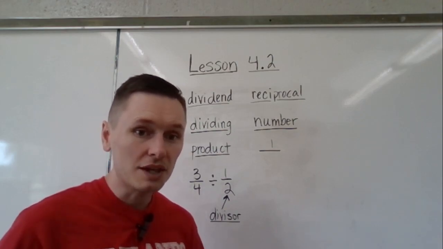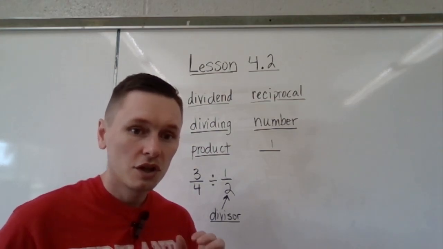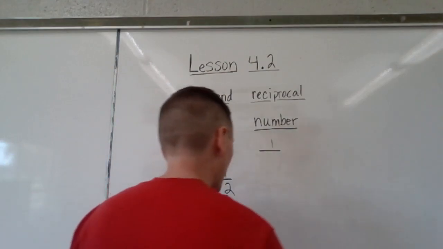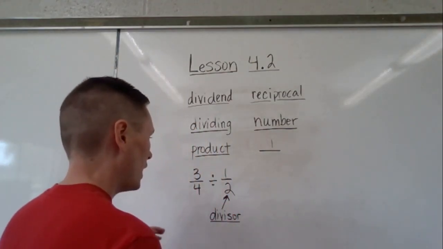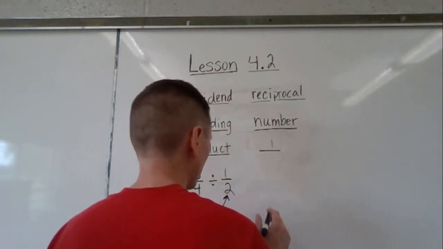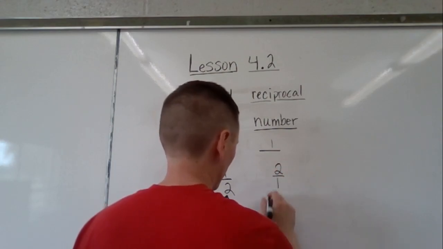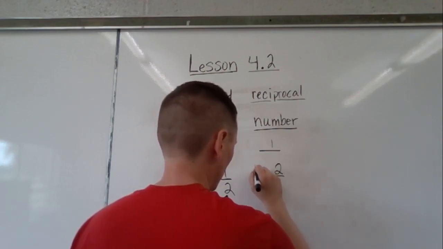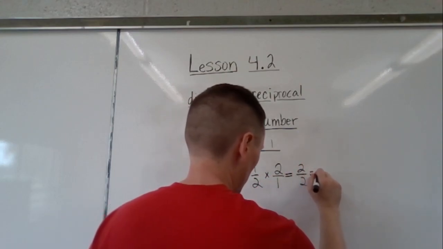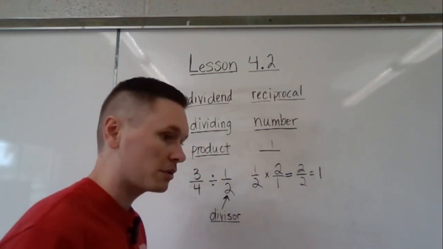So then we must take the reciprocal of 1/2. And we know the reciprocal is when two fractions whose product equals 1. So the only way I know how to do it is to simply flip the fraction. So then I would get 2/1. And if I were to multiply those two together, I would get 2/2, which equals 1. Now I know I found the correct reciprocal.